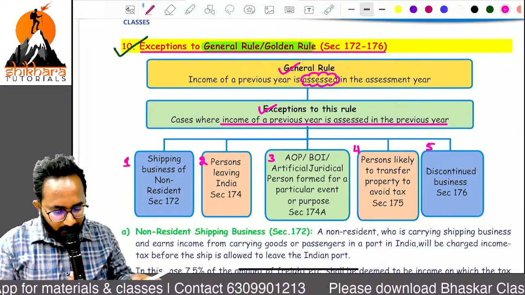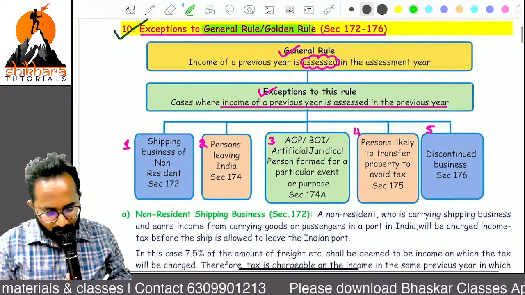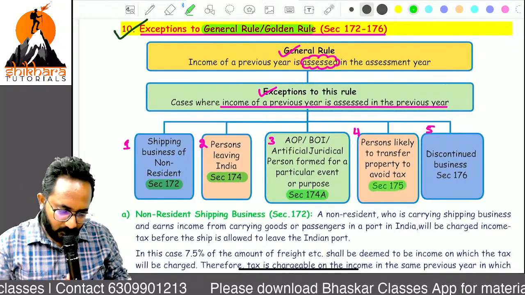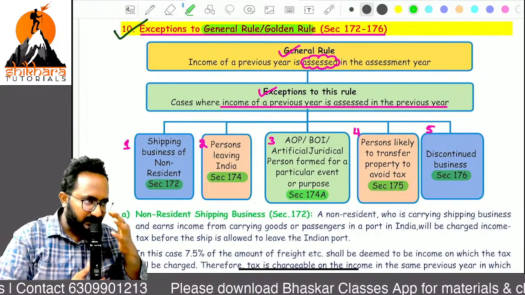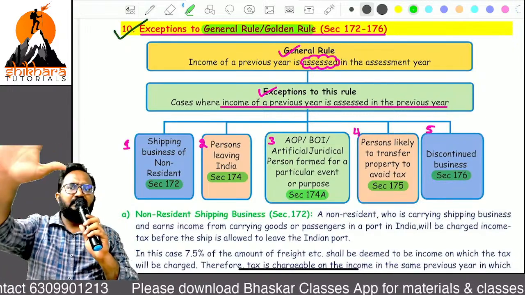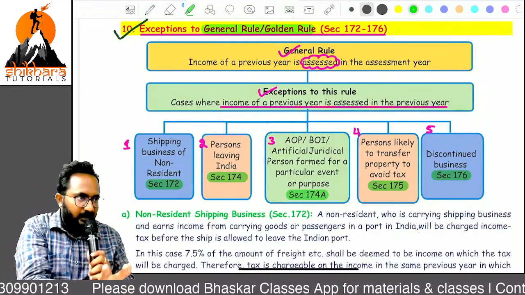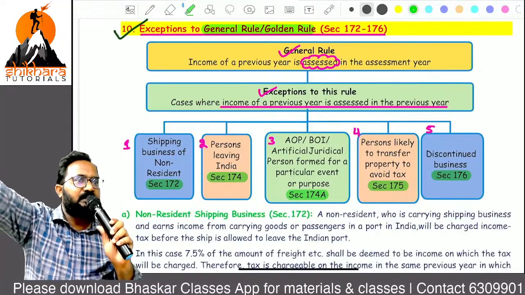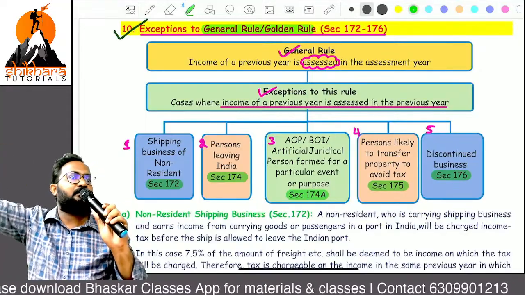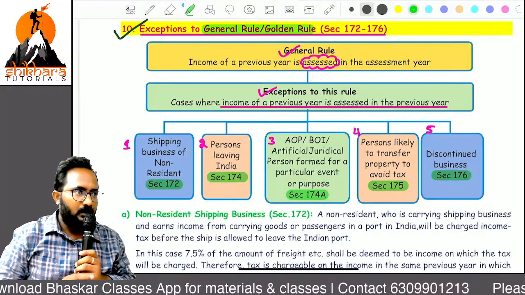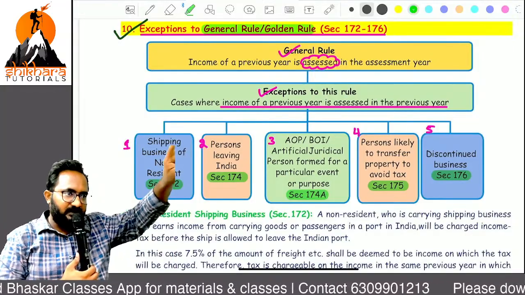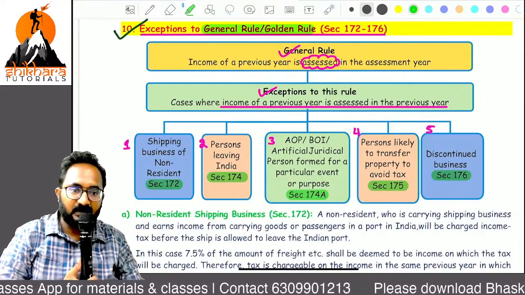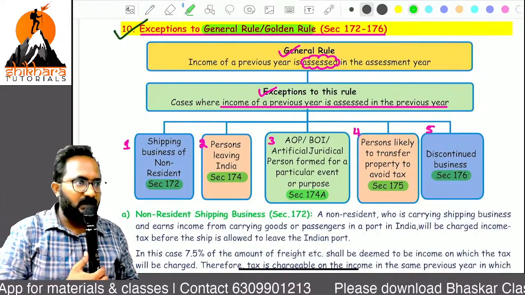Section numbers also, try to remember: 172, 174, 174A, 175, 176. In these 5 cases only, income of the previous year will be taxed in the previous year. In all remaining cases, income will be taxed in which year? Assessment year. What are the sections? 172, 174, 174A, 175, 176. There is no 173.